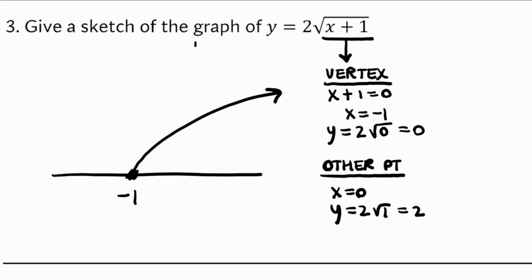So I'm just going to draw in a y-axis through here, and label that point with 2. And so I've got my 2 points, I've got the shape of the graph. It looks good. That's going to be a more than decent sketch. The only thing I could do to improve it would be label my axes, which is always good practice.